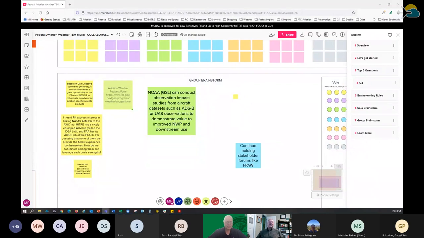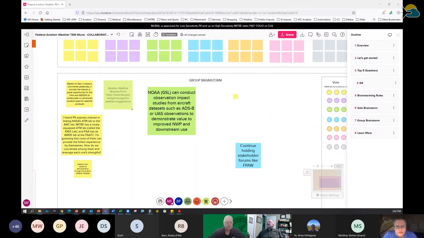NOAA GSL can conduct observation impact studies from aircraft databases such as ADS-B or UAS observations to demonstrate value to improved NWP and downstream use. So that sounds more like a statement. What's the collaboration piece there?